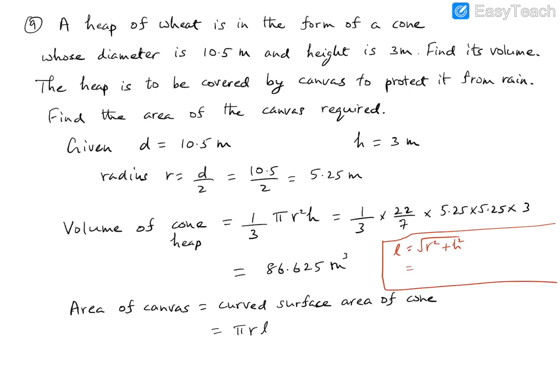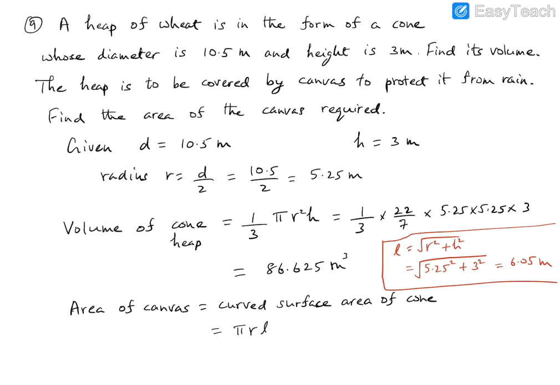So we know the value of r. r is 5.25, so it's 5.25 square plus height h is 3, so that's 3 square, and we have to compute the square root of that. So that gives us the value of the slant height. When you do that calculation, we'll obtain the slant height value as almost 6.05 meters, by using the formula for the slant height.